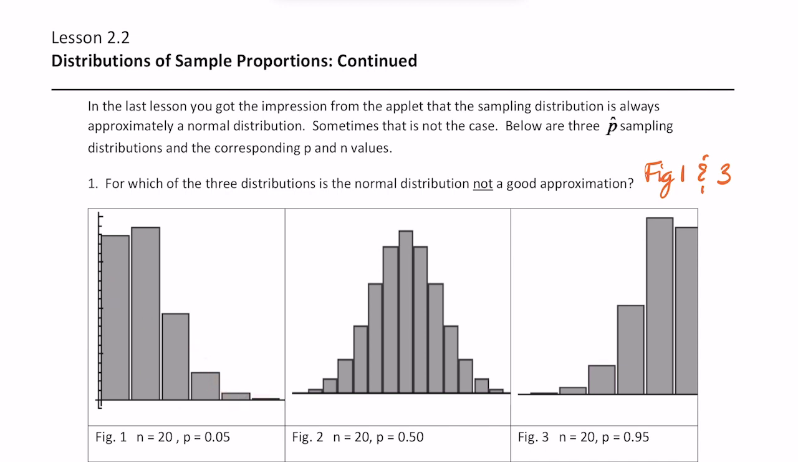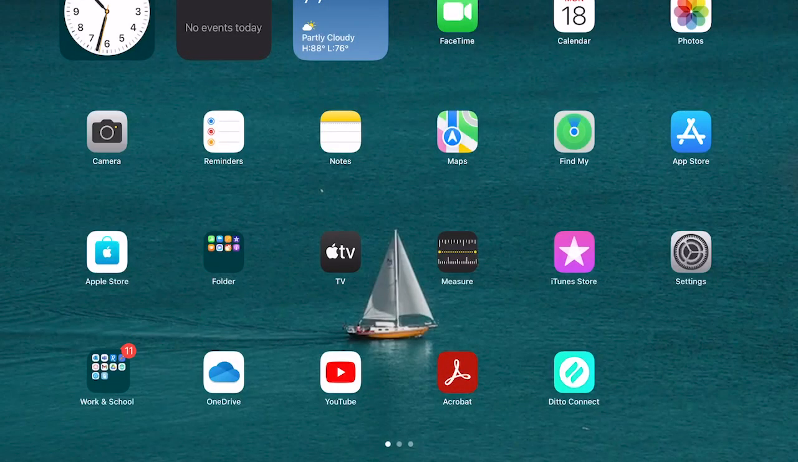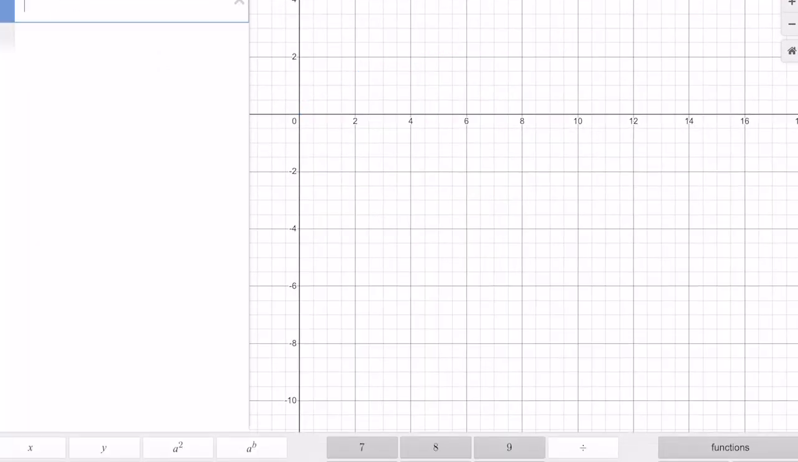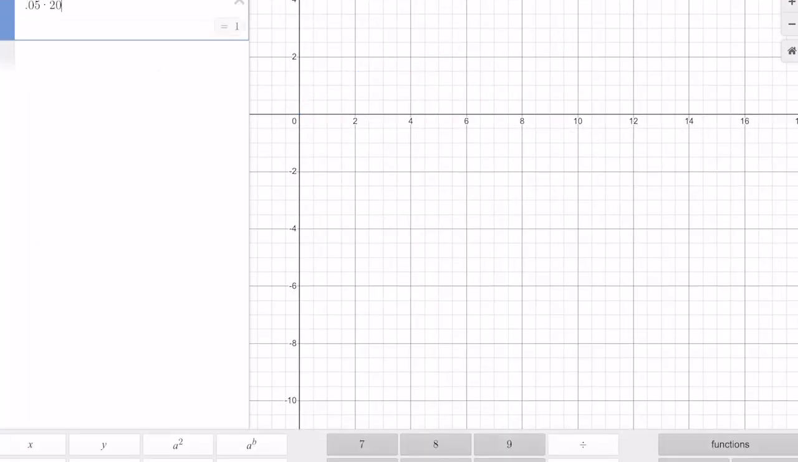and then we would also need to know p and n times 1 minus p, which we do know because p here is 0.05. So if we multiply 0.05 times 20, you don't really need a calculator for this, but 0.05 times 20 is 1, and 1 is not greater than or equal to 10. So therefore, that third condition, the success failure condition, does not apply to that first case.